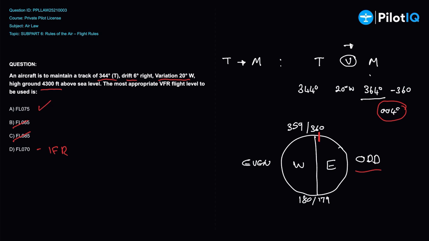Looking at the obstacle, which is at 4,300 feet, if we're flying at flight level 075, we have cleared that by an adequate margin, so the only correct answer can be A, flight level 075.